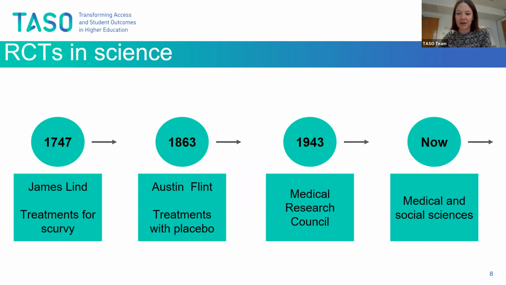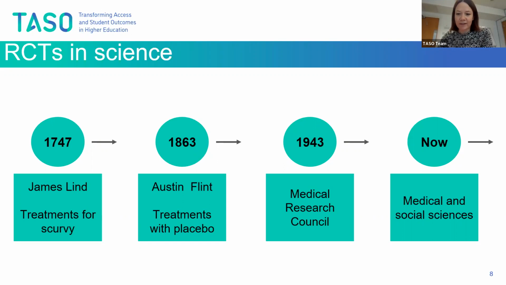often RCTs are tracked back to about 1747, when James Lind, who was a Scottish doctor, started trying to treat scurvy. So he randomized people into different treatment groups, and he tried to understand what might remedy scurvy with things like, I think, seawater, nutmeg, maybe even cider, and then obviously citrus fruit, which we now know is a treatment and prevention for scurvy.